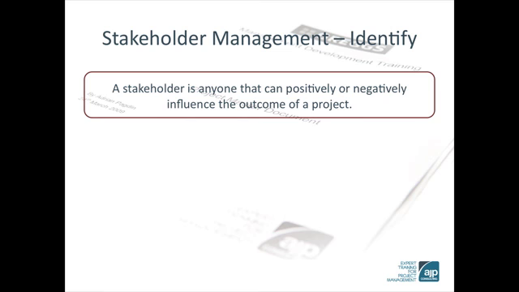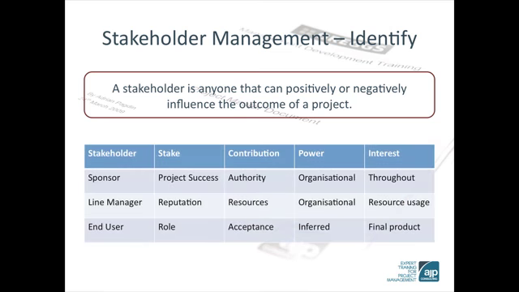In the table below, we've listed 3 stakeholders, and we've established some information about them. Let's take a look at them and understand how this information helps us to think about effectively managing their expectations. Our first stakeholder is the sponsor. The stake essentially is what's in it for them. So for the sponsor, they're accountable for delivery and this project's success. They contribute authority. Their power is derived from their position in the organisation, and they are interested throughout.